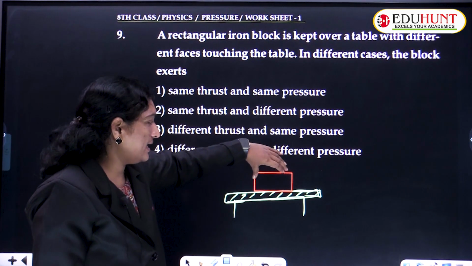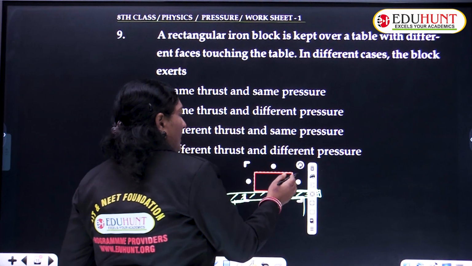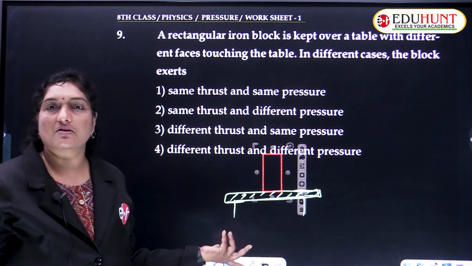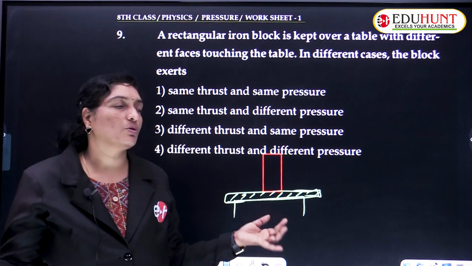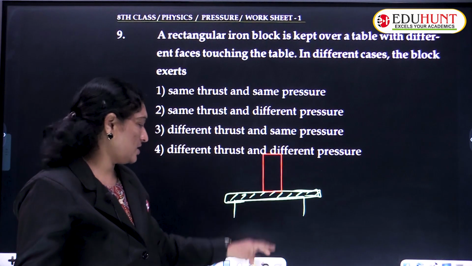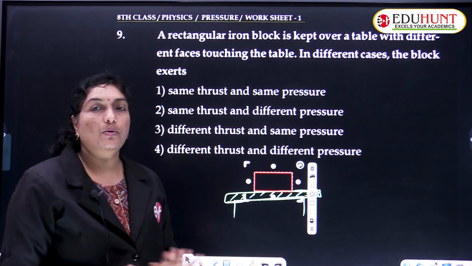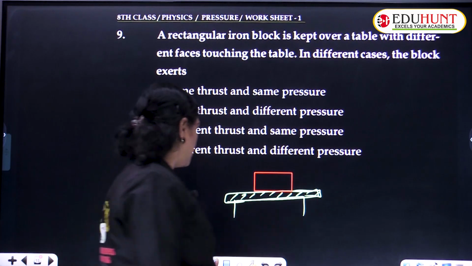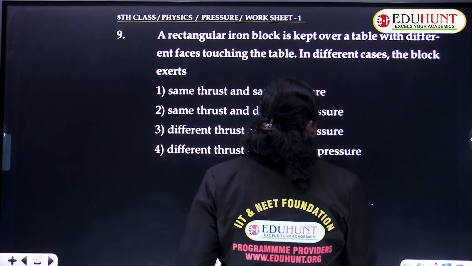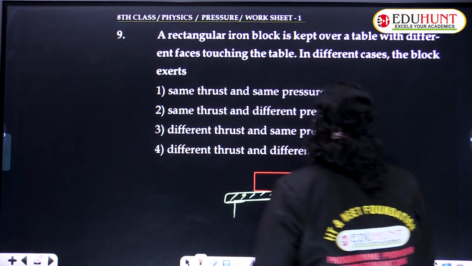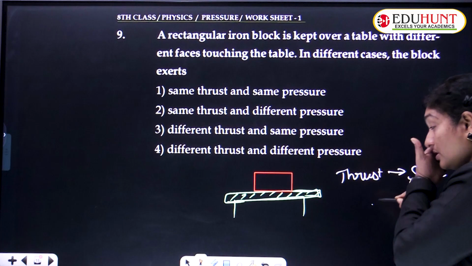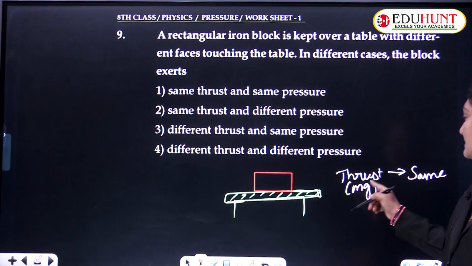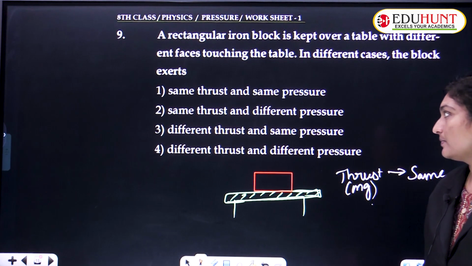If you keep the block in this direction or any direction, something like this, either way the weight of the mass of the body remains the same and gravity also remains the same. So the weight of the body in this position or the previous position, both are equal. When weight remains the same, thrust also remains the same. So thrust is always the same. It will not change because thrust directly depends upon the weight of the body. Mass is constant, g is constant, so thrust is constant.